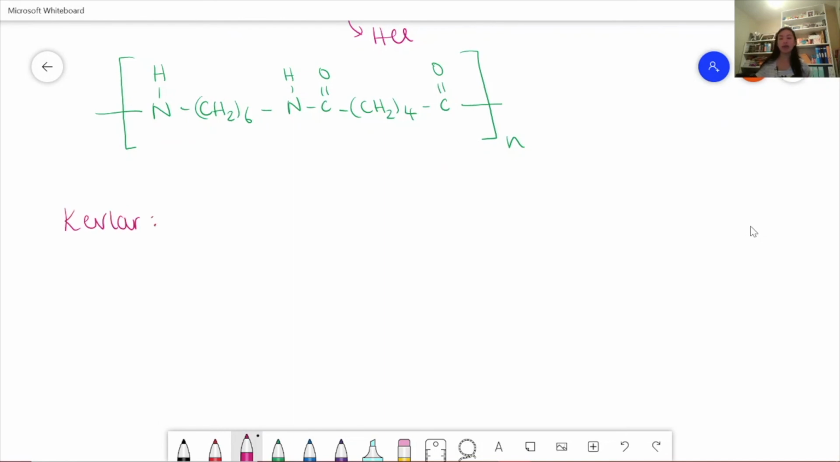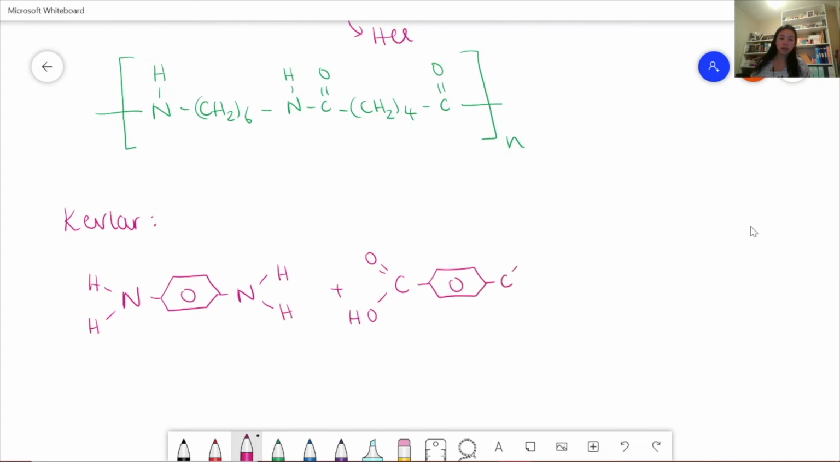So Kevlar is another polymer which is made from condensation polymerisation, and it's made from the monomers benzene 1,4-diamine and benzene 1,4-dicarboxylic acid. So we have NH2 and then a benzene, and then a nitrogen, and then another 2 hydrogens, and added with this dicarboxylic acid, like this, plus dot dot dot, plus dot dot dot.